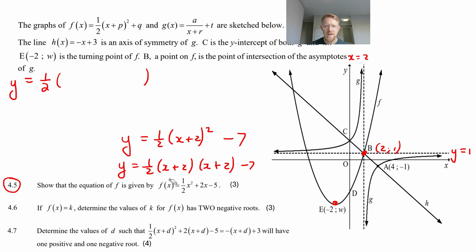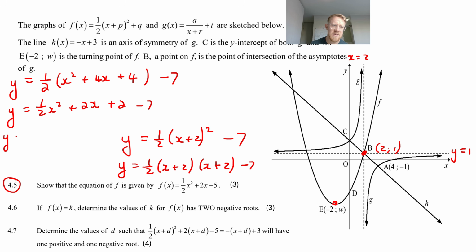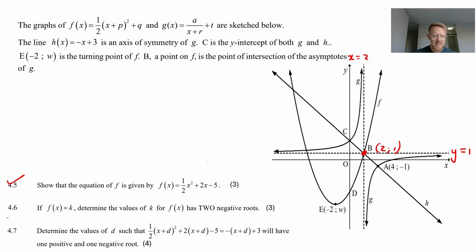So that's going to end up becoming x squared plus 2x plus 2x, which is 4x, plus 4, and then this is going to be minus 7. Then you're going to multiply the half in, so you're going to end up with a half x squared plus 2x plus 2 minus 7. And then if you simplify, you end up with negative 5 like that, and that is exactly what they wanted. Okay, so let's go to 4.6.